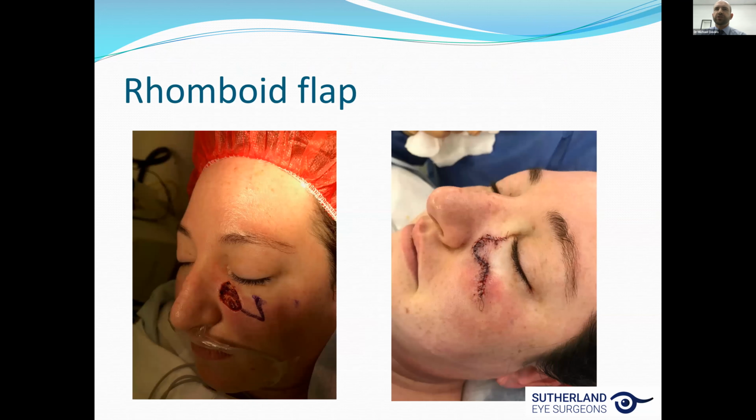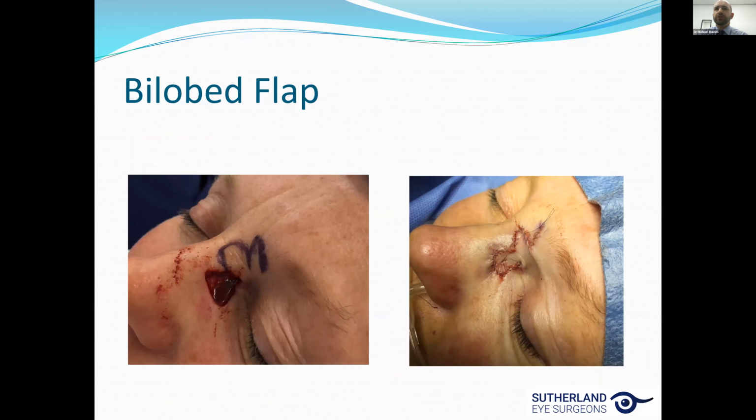Just a few slides of potential ways to repair some of these lesions. I mean, again, there's lots of different flaps and grafts and things like that you can use, but just a couple of pictures to show us some of the things we do. So this was a rhomboid flap in a young patient. You can use bilobed flaps. They're good for lesions below the medial canthal tendon there in the medial canthus.